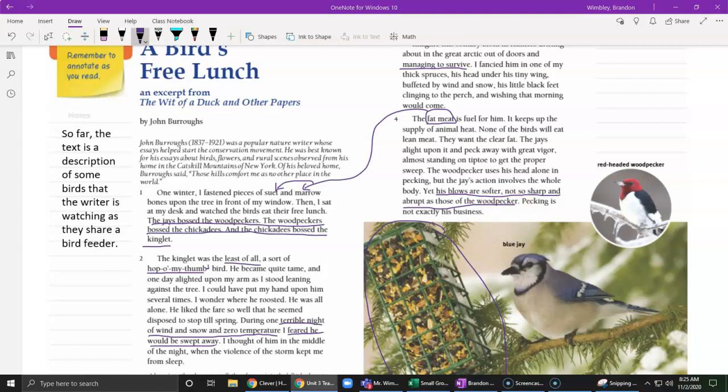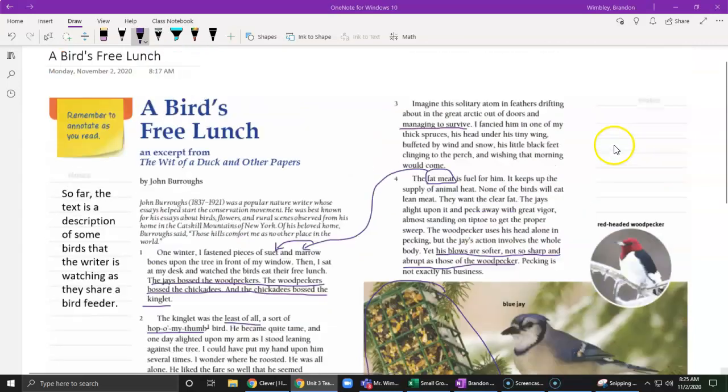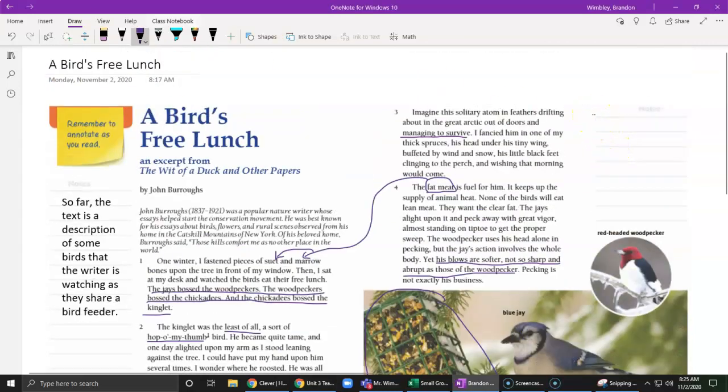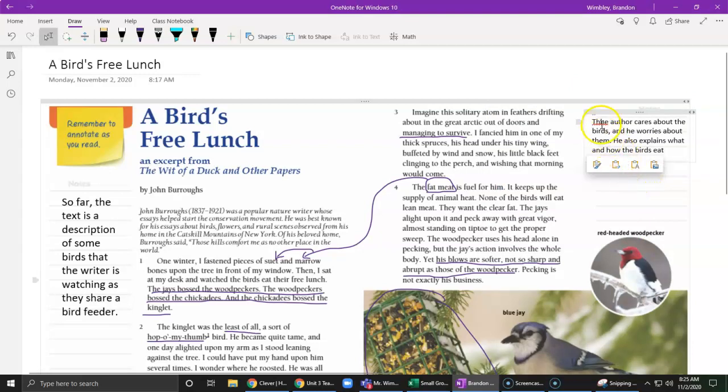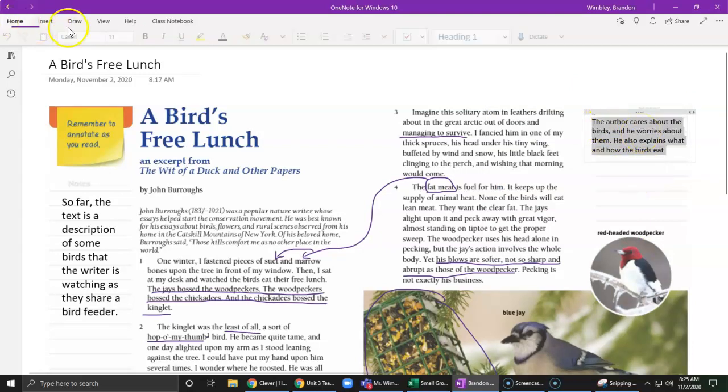So what did I learn from this section? Well, what I learned is that the author cares about birds and he worries about them. He's also explaining how the birds eat. So that's going to be my next portion that I'm going to write here. The author cares about birds and he's also describing how they eat. So let's make that a little bigger for us.